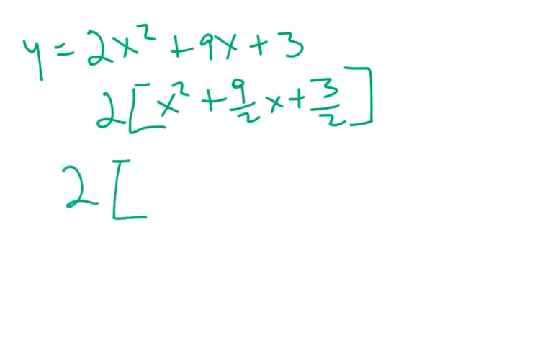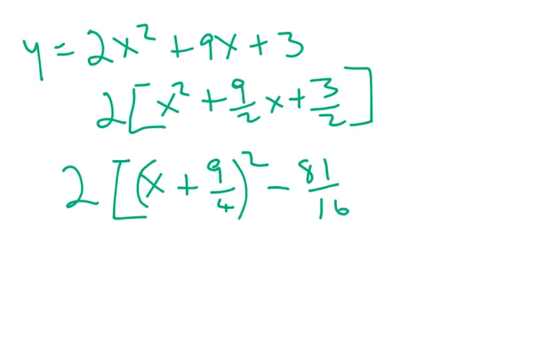I leave my 2 here, and I'm going to go x inside a bracket plus, now 9 over 2 divided by 2 is 9 over 4. That's going to be squared. So 9 over 4 squared. Now when I square 9 over 4, I'm going to get 81 over 16. So that's going to be added on, so I need to take away 81 over 16. And then I have my original 3 over 2. All of that is multiplied by 2.